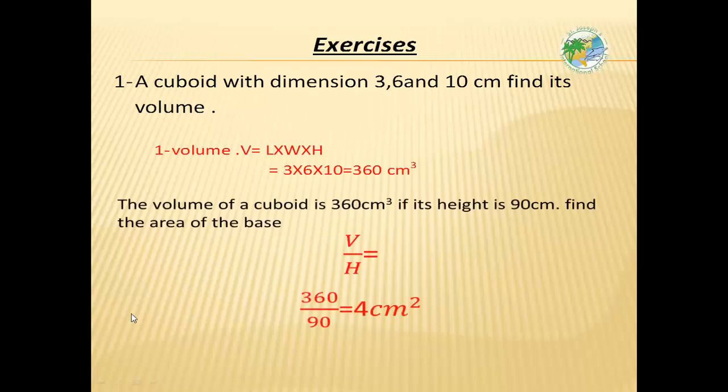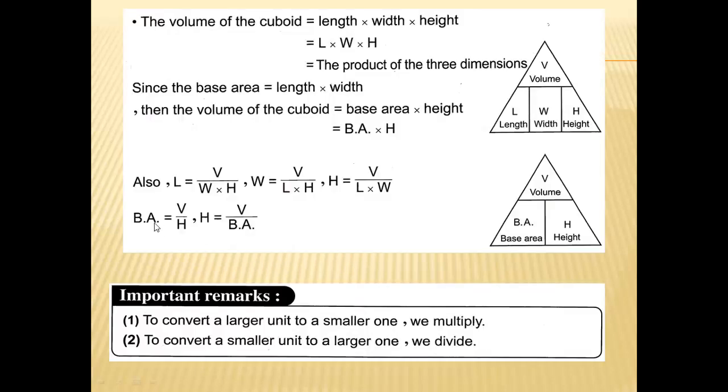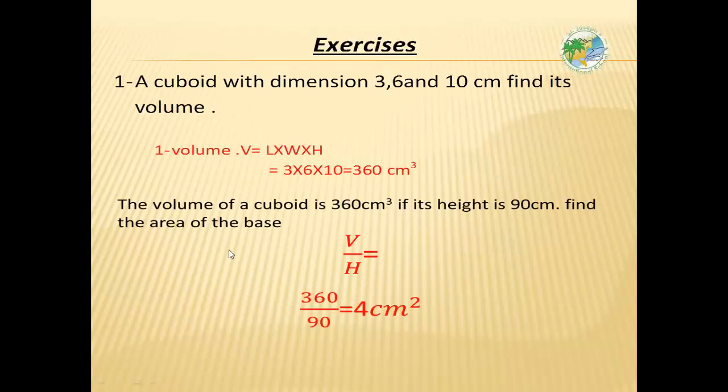Fine. Another question. The volume of a cuboid is 360 centimeter cube. If its height is 90 centimeter, find the area of the base. If we want to calculate the base area, then divide the volume over the height. Volume 360 over 90 equals 4 centimeter square.